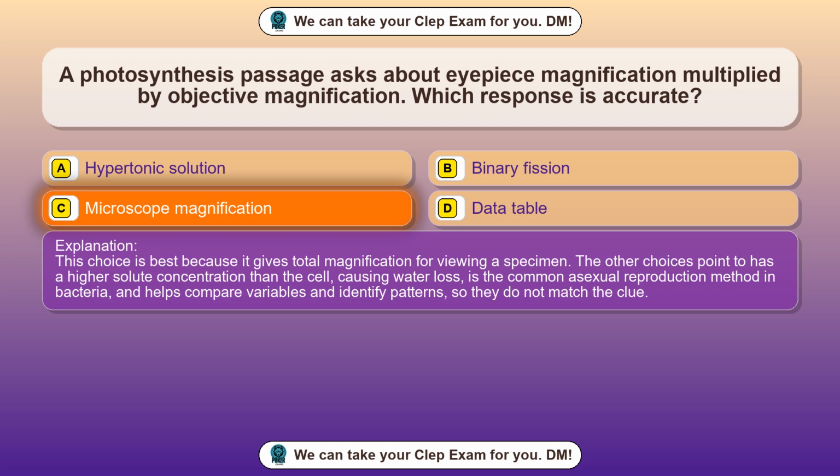This choice is best because it gives total magnification for viewing a specimen. The other choices point to has a higher solute concentration than the cell, causing water loss, is the common asexual reproduction method in bacteria, and helps compare variables and identify patterns, so they do not match the clue.